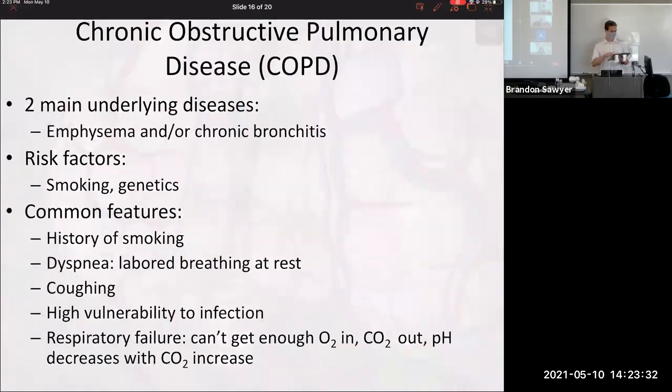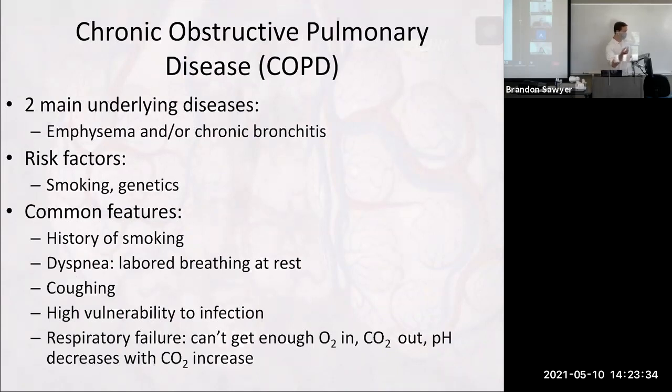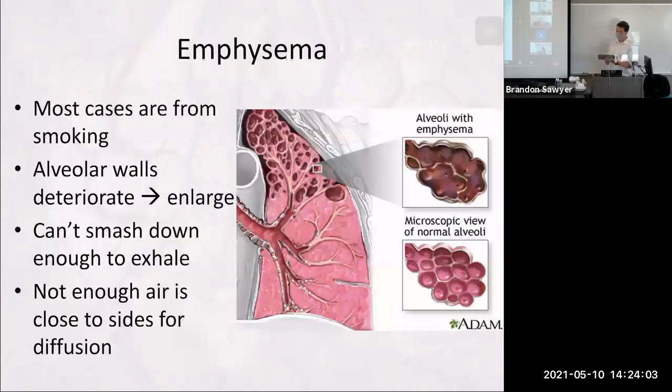All right, so a couple diseases related to this. COPD is kind of a large chunk of diseases that really involves 2 underlying diseases. It can either be emphysema, or it can be chronic bronchitis, or it can be both. When a patient's diagnosed with COPD, that's what it means. It means either emphysema or chronic bronchitis, or they've got both. Risk factors you might imagine: smoking, genetics, and then there's those common factors there. But let's look at each one.